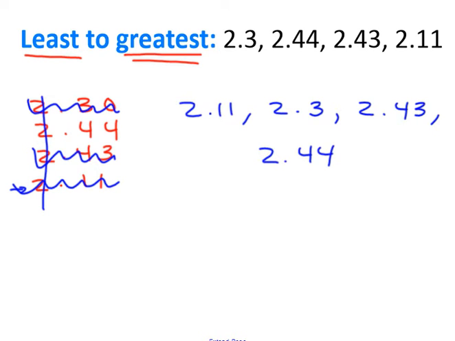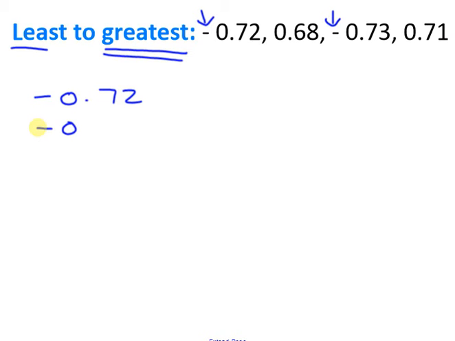Okay? All right, now we're going to go least to greatest again, but this time I have negative numbers. And so the easiest thing to do is to take out your negative numbers and to work with them separately. So I have -0.72 and -0.73.